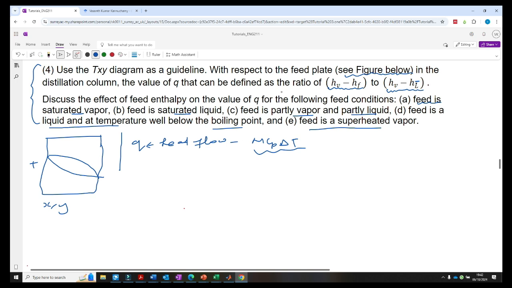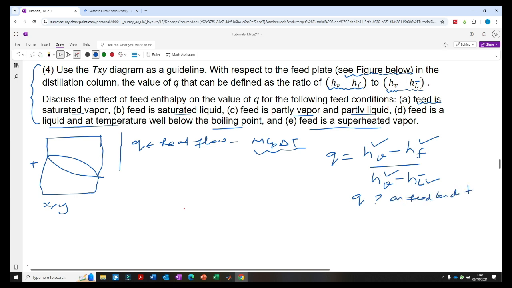So for the question we have here, Q is defined as the ratio of h suffix v minus h suffix f, divided by h suffix v minus h suffix l cap. So this is related to the enthalpy of a saturated vapor, the enthalpy of the feed stream, the enthalpy of the saturated vapor, and the enthalpy of the saturated liquid. So we have some conditions. We defined Q already, and all I ask you is to tell me what the Q value will look like as a function of feed conditions.